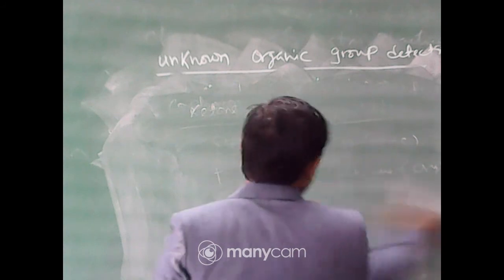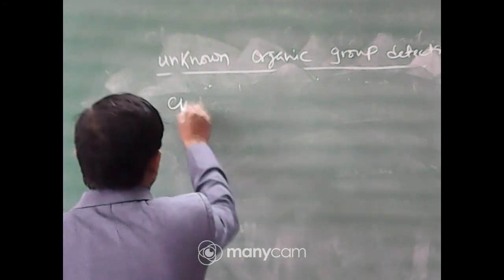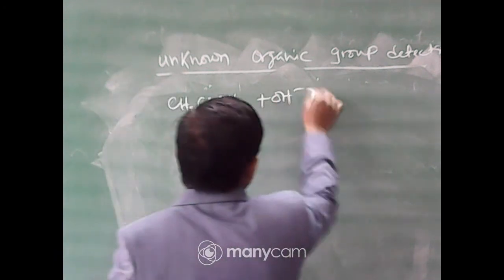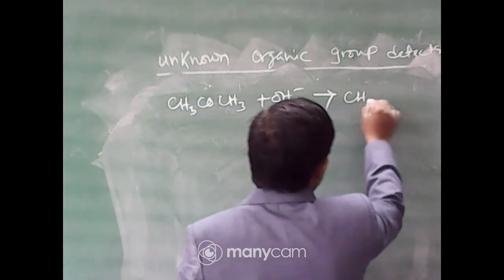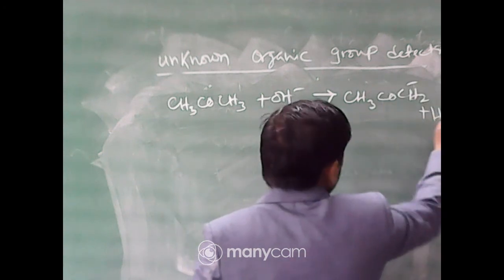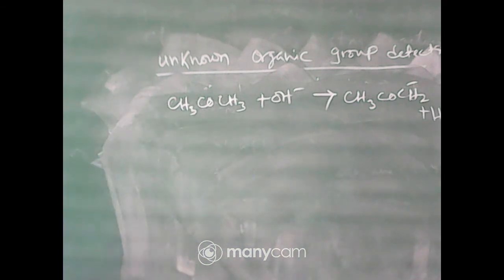Now, what are the reactions involved in the case of the second one, that is nitroprusside? Suppose acetone is taken as a sample, CH3COCH3 plus a strong base, that is OH minus, it will produce one anion plus H2O. This anion reacts with the cation of the nitroprusside ion.